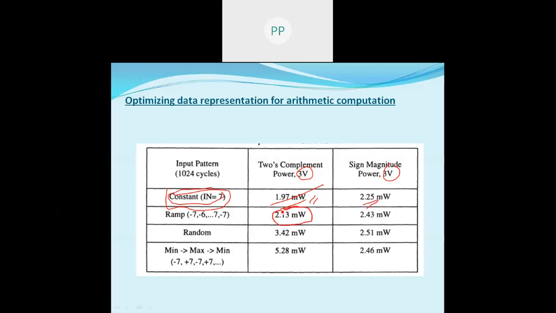Whereas if the signal is of ramp kind, changing from -6 to finally 6 and 7, then the two's complement implementation needs larger power compared to the sign magnitude representation, as you can see. For a random signal, the design based on the sign magnitude representation is superior, because the signal will be changing sign, so in the two's complement case the switching activities will be higher and the larger power requirement is there.